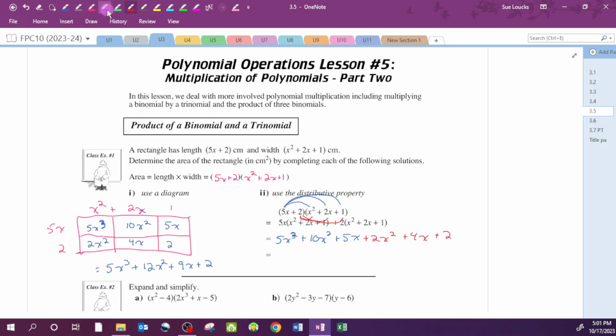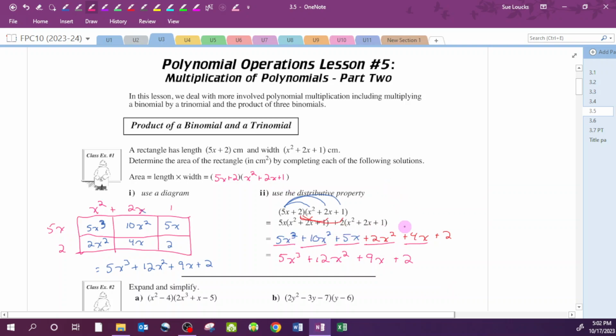Now we're going to collect our like terms. So I've got 5x cubed. Then I've got 10x squared plus 2x squared, that gets me 12x squared. Underline them so I know I've used them up. 5x plus 4x is plus 9x. And then plus 2. Okay, yay, we've got the same thing both ways.